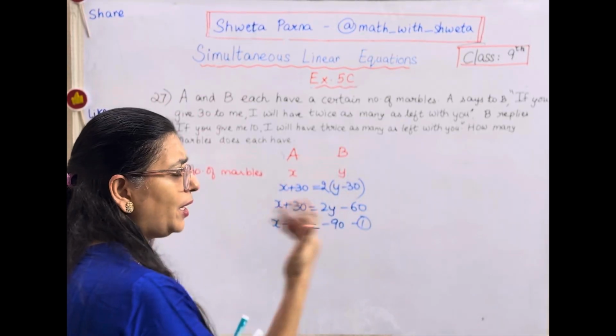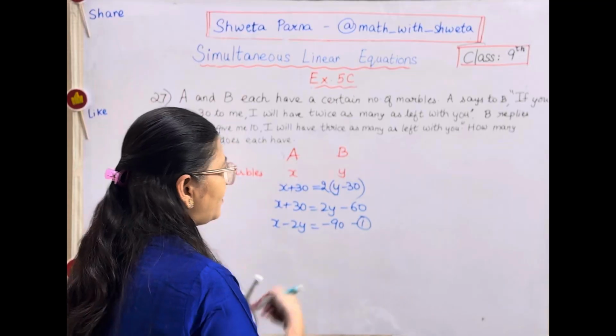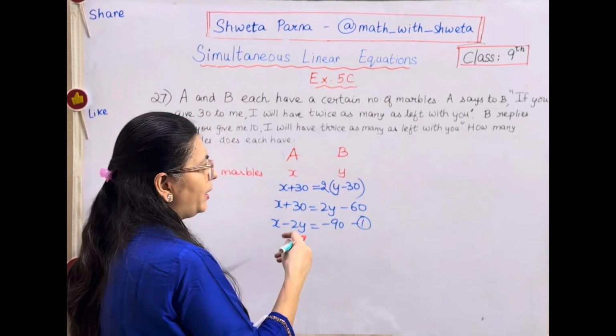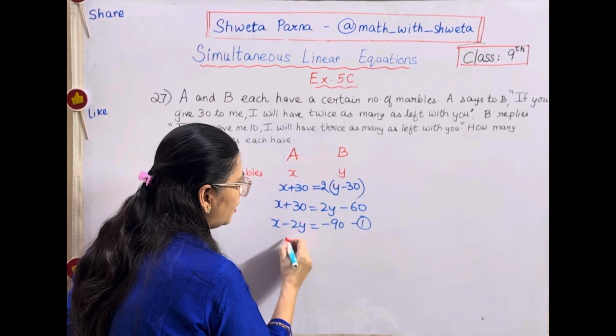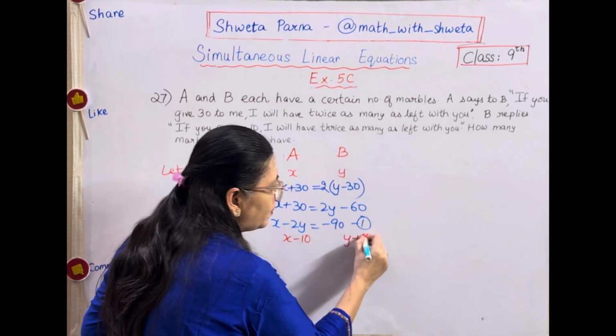Second part, B replies. B replies, if you give me 10, what does B say? B says, if you give me 10, that is A will give him 10, so this will become X minus 10 and B is going to get 10.